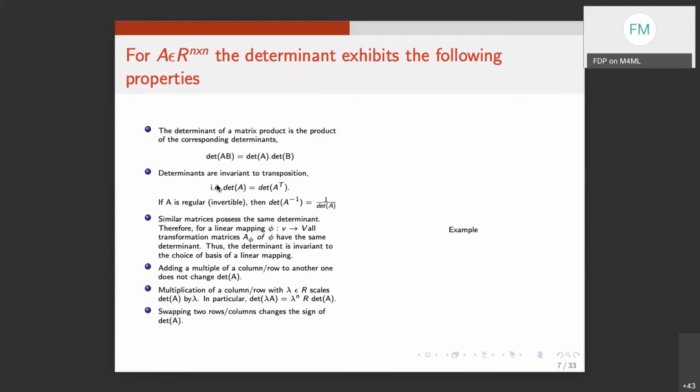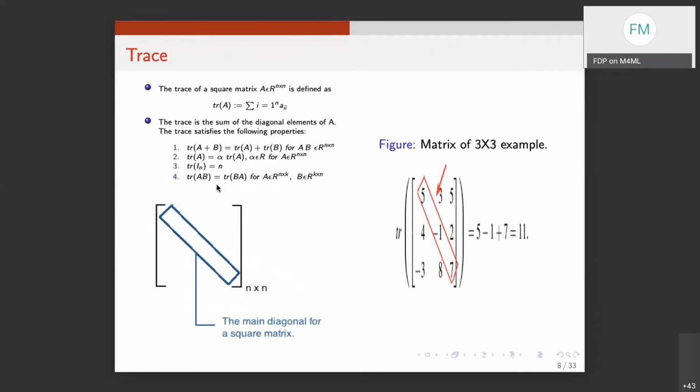Okay. Now the second thing is, once we know about the determinant, the next thing is the trace. The trace of a square matrix A that belongs to the set of real numbers R n cross n is defined as the trace, right? The sum from i equals 1 to n of a ii. So when we try to find it, it is basically the sum of the diagonal elements of A.